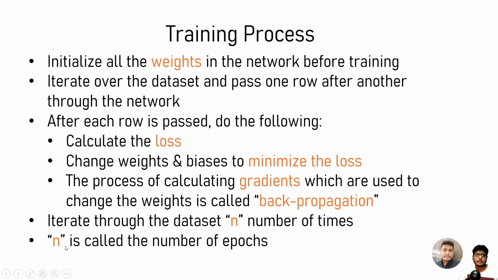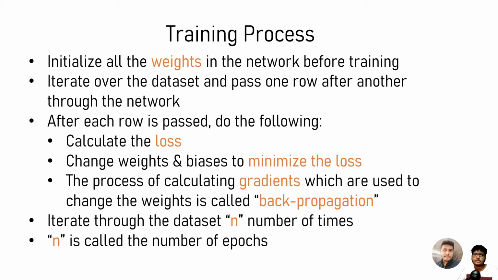So this term n, the number of times you pass through the dataset, is called the number of epochs. This is again neural network terminology. So the number of times you pass through your dataset while training is called the number of epochs. So this is pretty much the entire training process of the neural network.